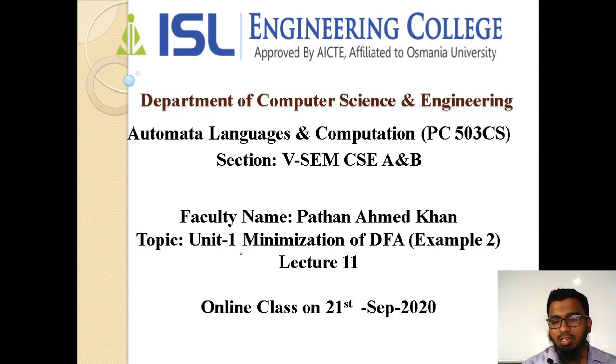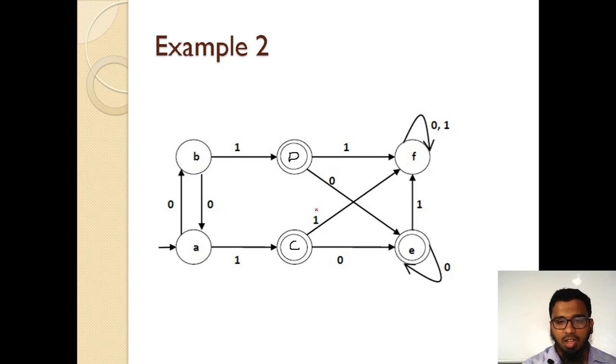In the last class we did the minimization of DFA, and today we are going to see one more example on this graph. This transition graph, or you can say state graph. What is this? This is a DFA graph. So just quickly I will review what we have done in the last class.